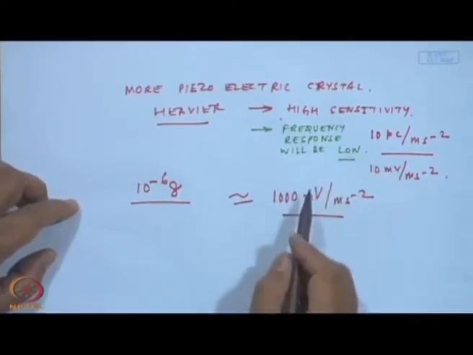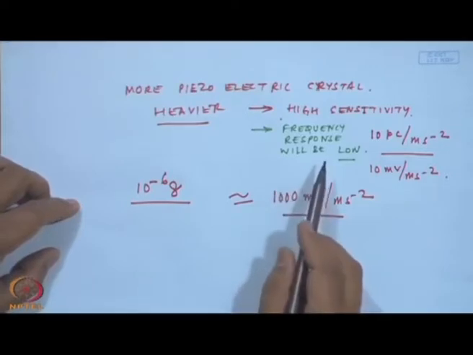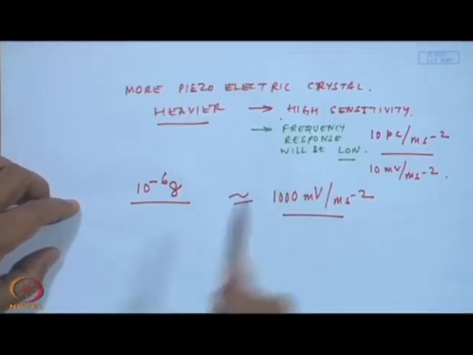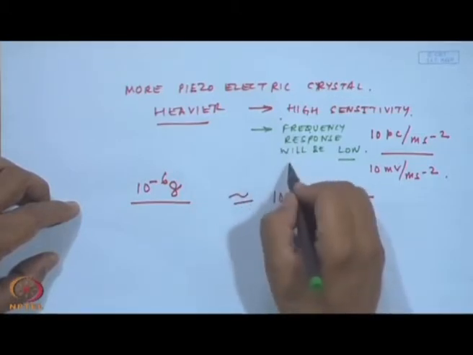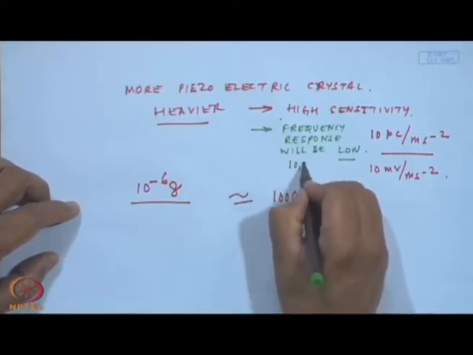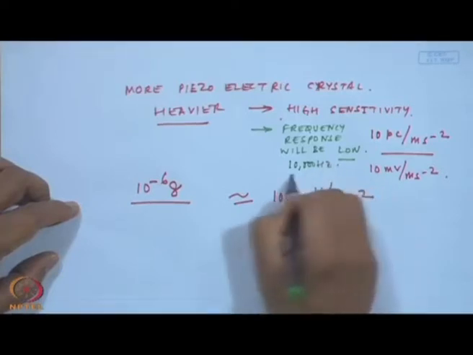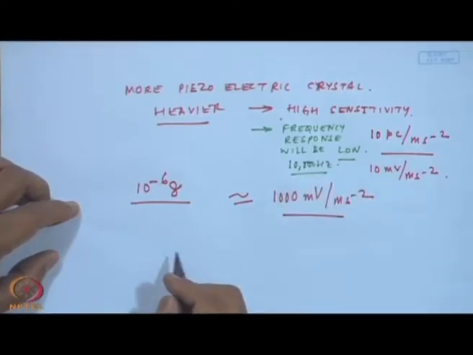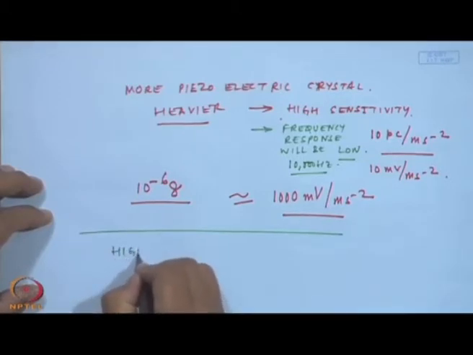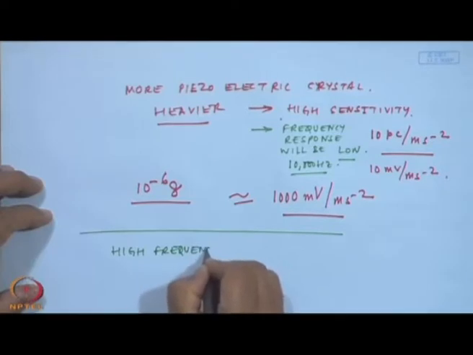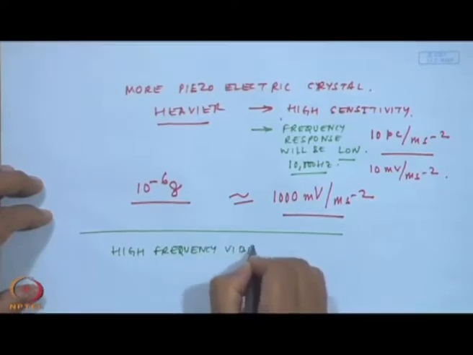So, we obviously cannot measure very high frequencies with high sensitivity accelerometers. The frequency range of such heavy accelerometers could be up to maybe 10,000 hertz. Suppose I want to measure very high frequency vibrations.